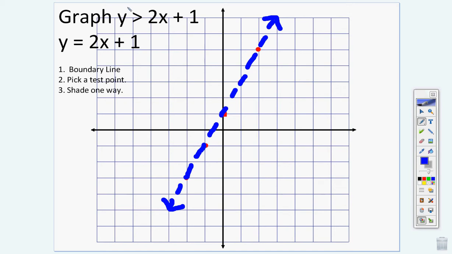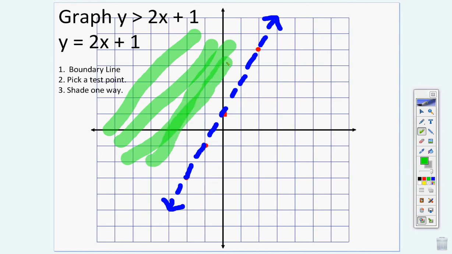Now, it says y is greater than 2x plus 1. Now, which side do you think I should shade? Above or below the line, right? I'm thinking over here, okay? So since I can erase it easily, I'm going to shade over here first. So I think that's the way I'm supposed to shade. So let's pick a test point, though, and see.